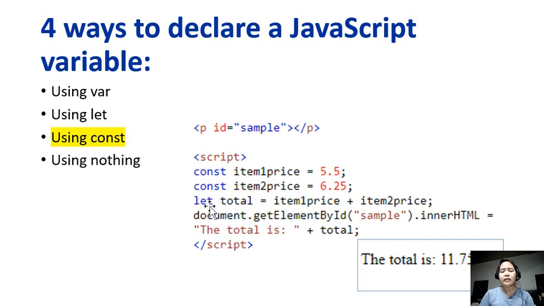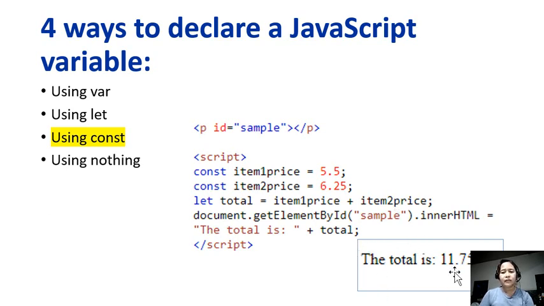Now in this case here, the third variable is declared using let. That means you can still change later on the value of your variable total if you need to, because these are not constant declarations. So the output of this code is going to be "the total is" and then the sum of 5.5 and 6.25, which is 11.75.